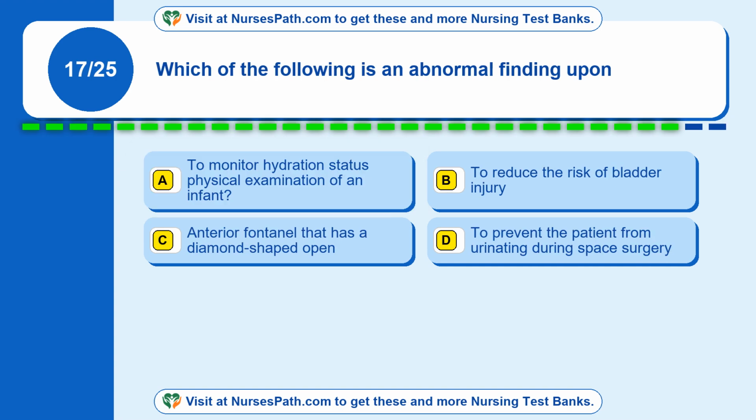Question 17. Which of the following is an abnormal finding upon physical examination of an infant? Option A. To monitor hydration status.